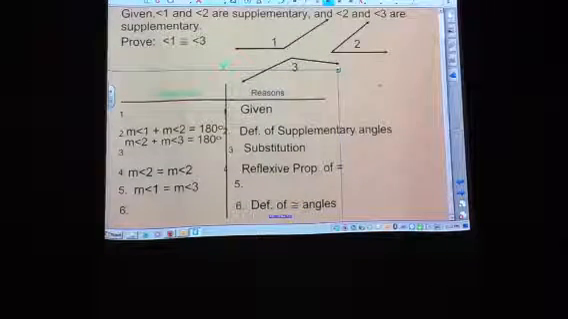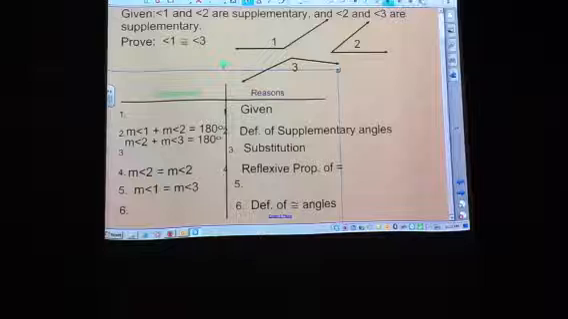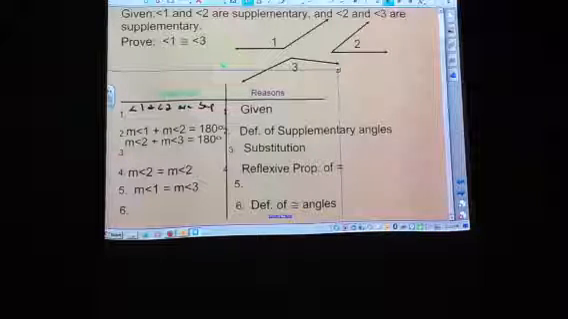So let's see. Given information, my reason is given. Oh, it's blank over here. That's one of the things I'm supposed to fill in. So I'm just going to copy it straight down from the given. I'm going to say angle 1 and angle 2 are supplementary. I'm going to abbreviate that. And angle 2 and angle 3 are supplementary.